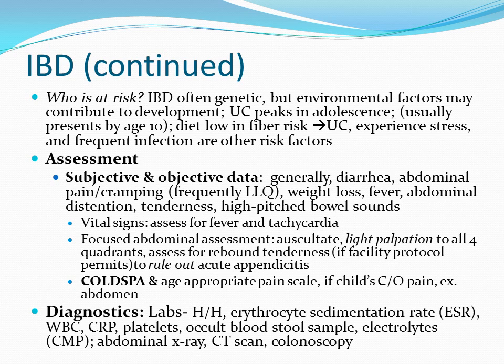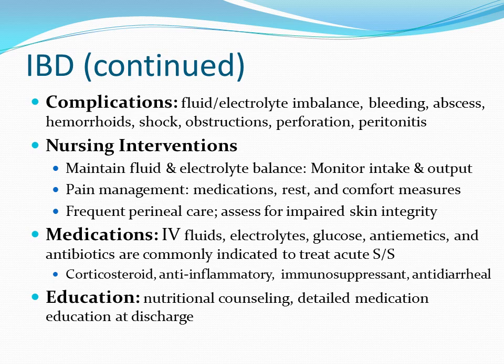Electrolytes are important to check for patients who have had a lot of diarrhea, a lot of vomiting. You want to look at an abdominal x-ray and a CT scan, and then that colonoscopy that we were talking about. One of the main complications of IBD, a chronic complication, is fluid and electrolyte imbalance. You also want to note that bleeding, abscesses, hemorrhoids, shock, obstructions, perforation, and even peritonitis could be complications of IBD.